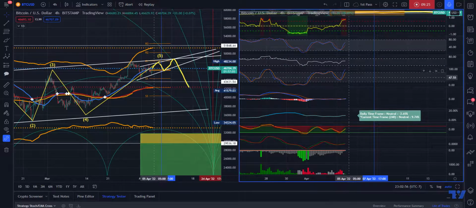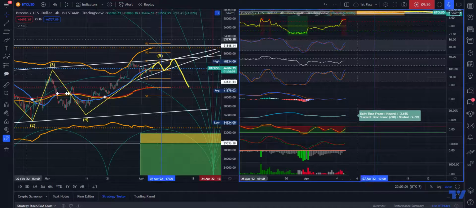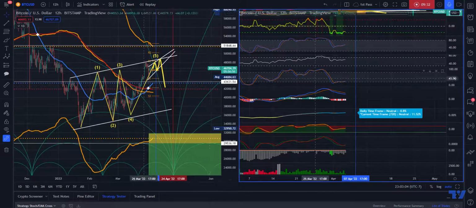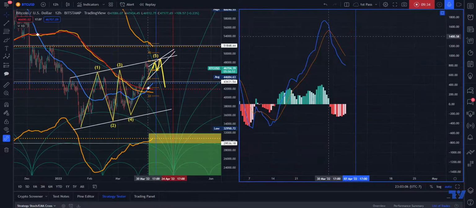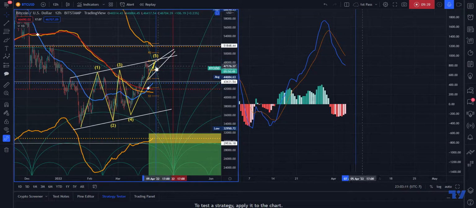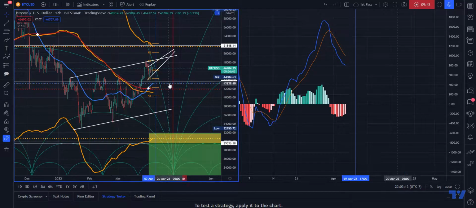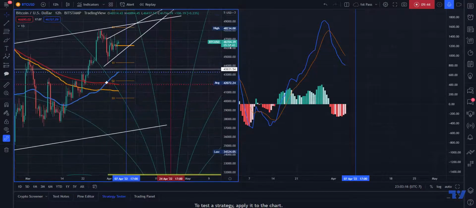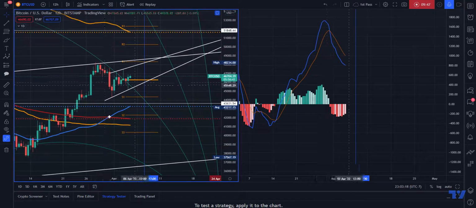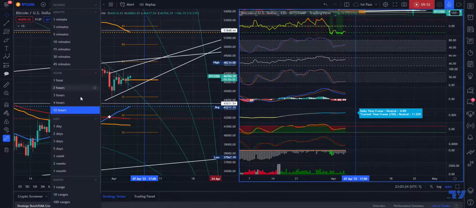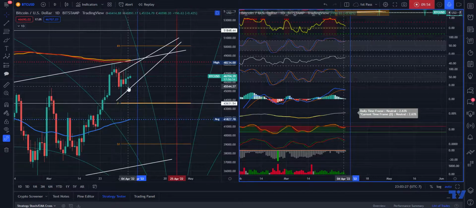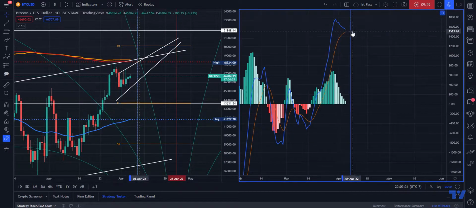So let's go into 12 hours and look at the MACD. Much cleaner. This is still saying it should go down, but we don't see that happening in the charts. Okay, so now let's jump into another time frame. 1 day. And then here we're still on track.